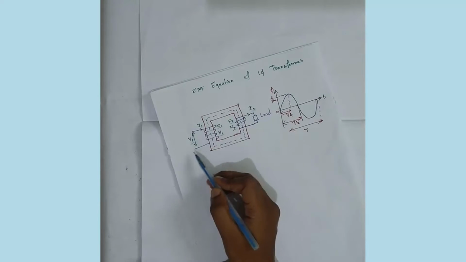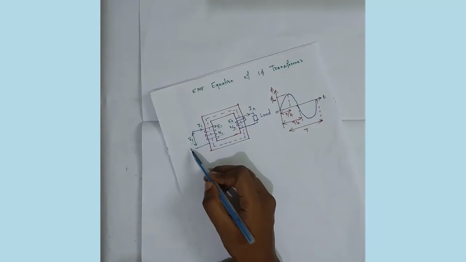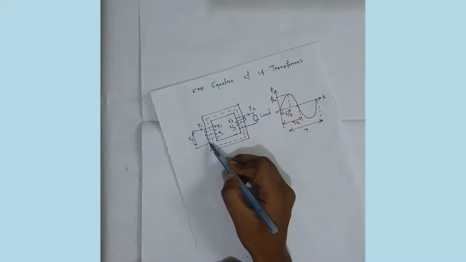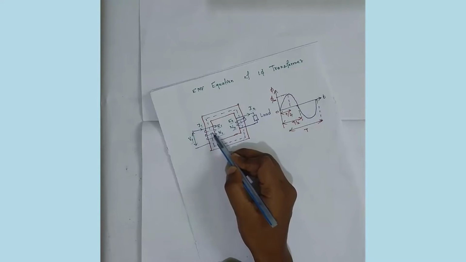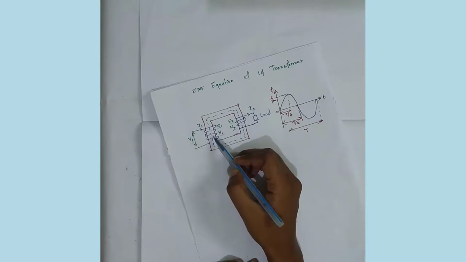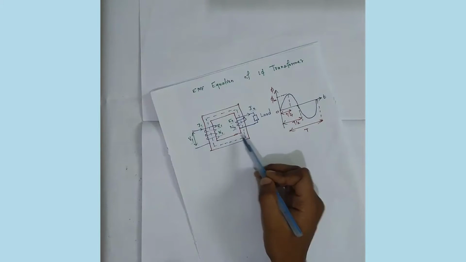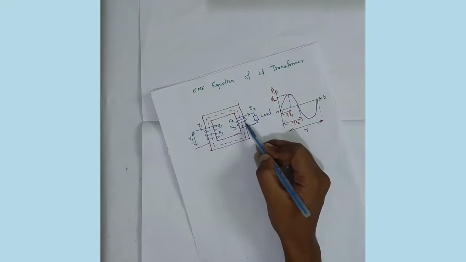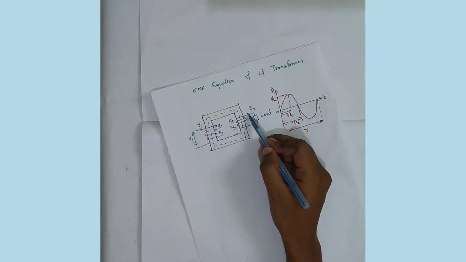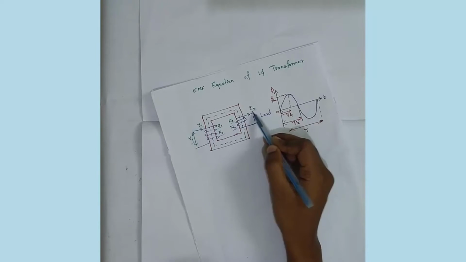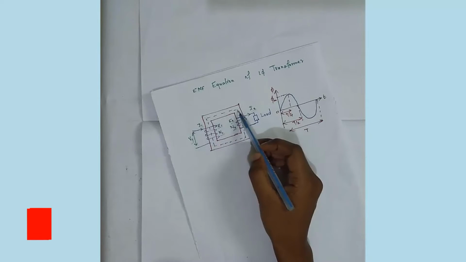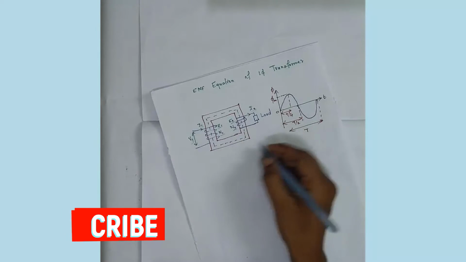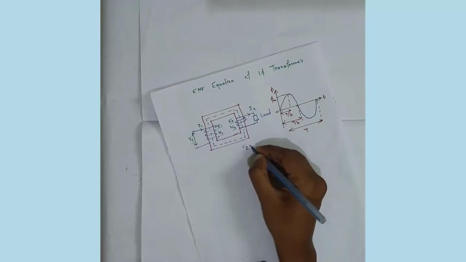As I said in the previous video, when we give the AC supply to the primary winding, an alternating flux is produced, and this alternating flux flows through the transformer core and cuts the secondary winding, and the current flowing in the secondary winding will be I2. So when the alternating flux cuts the secondary winding, an EMF is induced. That EMF is denoted as E2.